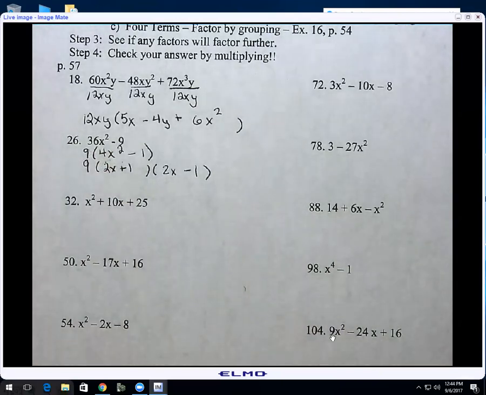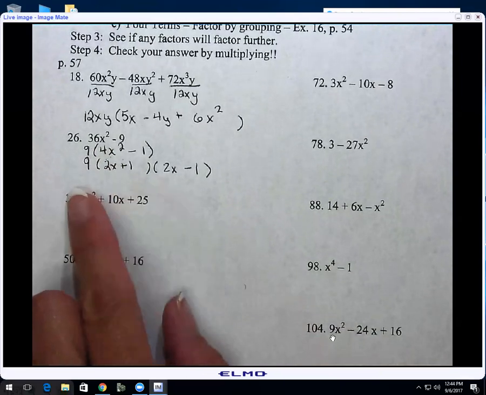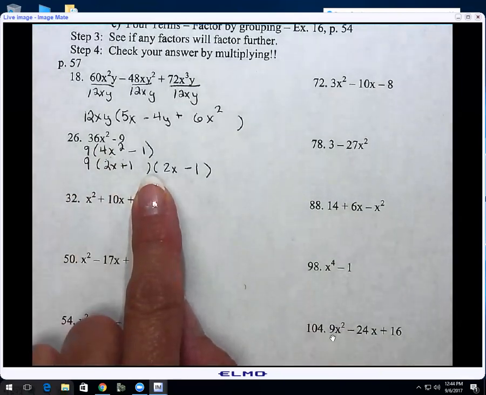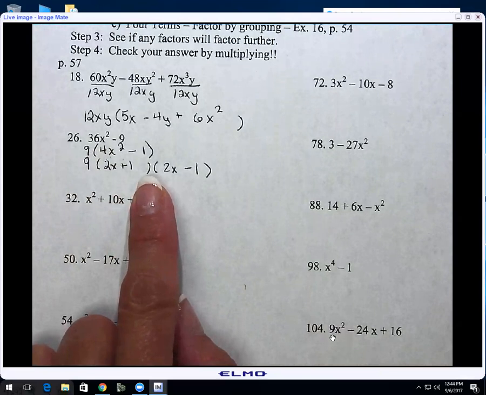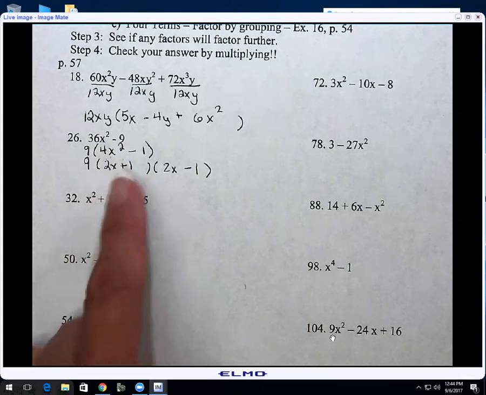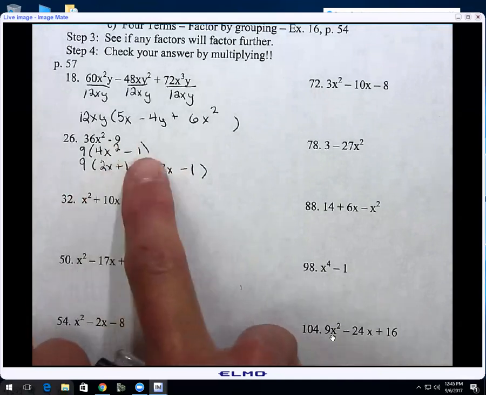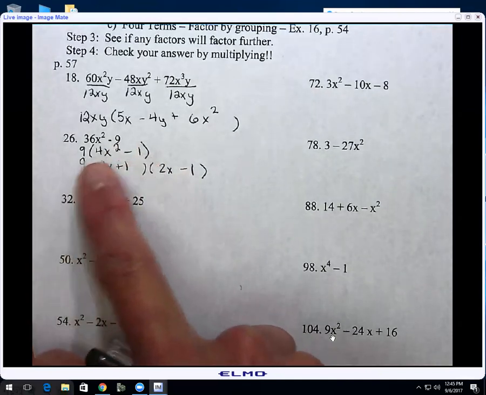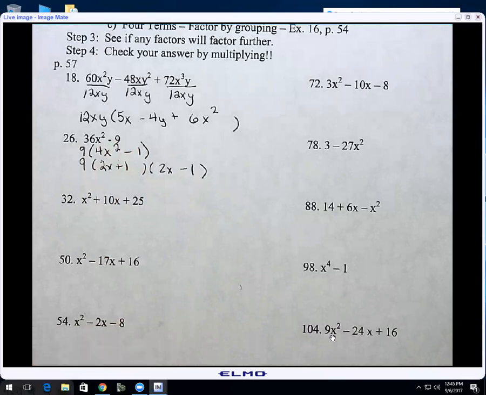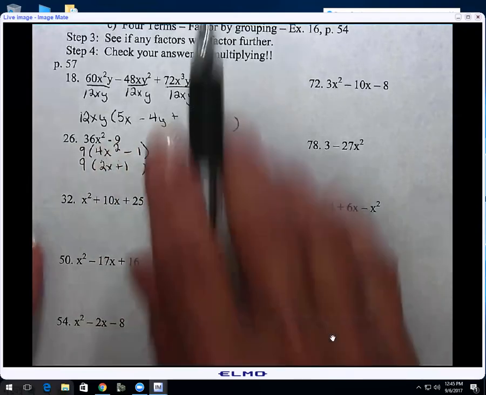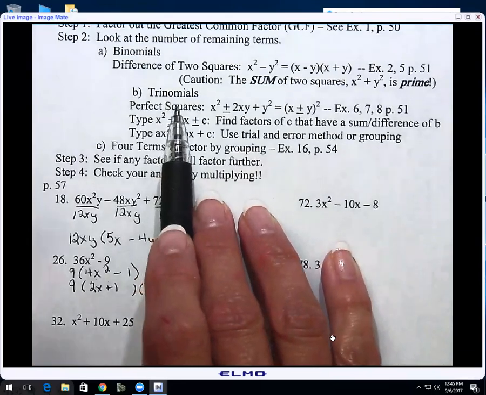Step 3 is see if any factors will factor further. Will any of those factors factor further? Nope. Step 4, check your answer. I would just go back uphill, multiply those two to make sure it gives me that, and then distribute the 9 to make sure it gives me what I started with. All right, that's the only binomial that we're going to talk about.